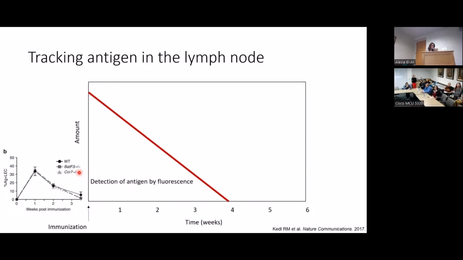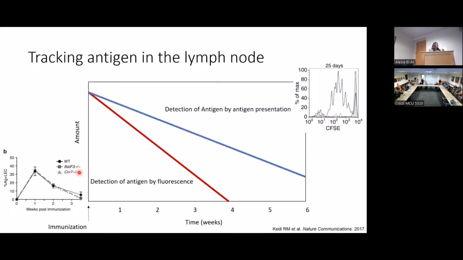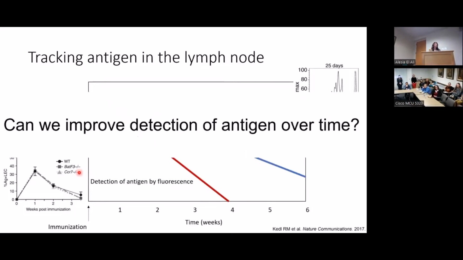So when we look at fluorescent antigen, which is the image I showed you before, we can detect the fluorescent antigen in the lymph node for about 3.5 weeks. But when we detect the amount of antigen that's there via T-cell transfer assay, so this is an assay where you can detect very small amounts of antigen, the readout is just a little bit indirect. So we can't tell which cells have the antigen, we just know the antigen is there. So the time frame between those was not the same. So we thought, can we maybe improve the detection of antigen over time?